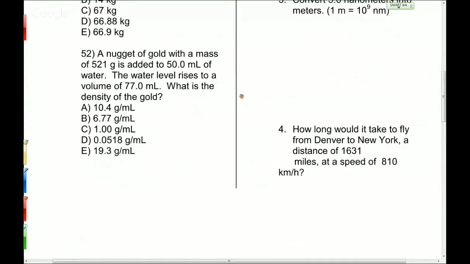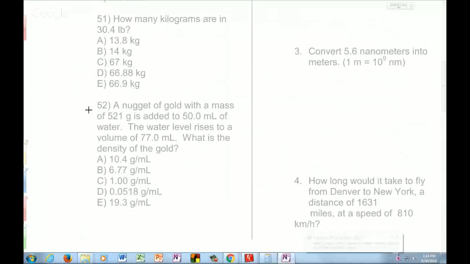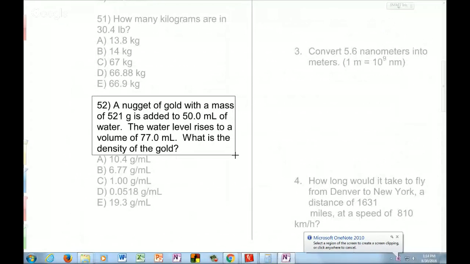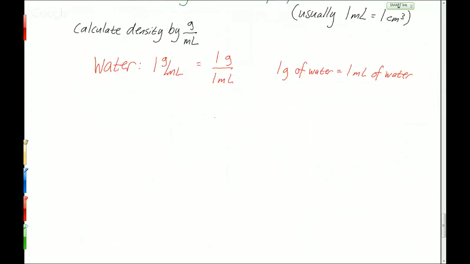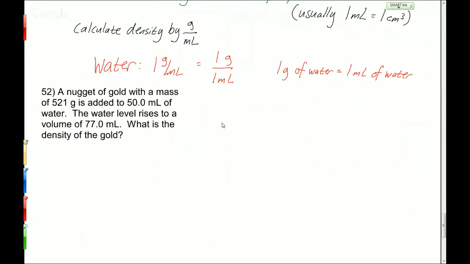Not that one yet. Let's try this. This is very similar to what we're going to do in lab today. A nugget of gold with a mass of 521 grams, that'd be a very expensive gold nugget, right? That's more than a pound, is added to 50 milliliters of water. We're not going to do this experiment because we don't have that much gold. The water level rises to a volume of 77 milliliters. What is the density of the gold?